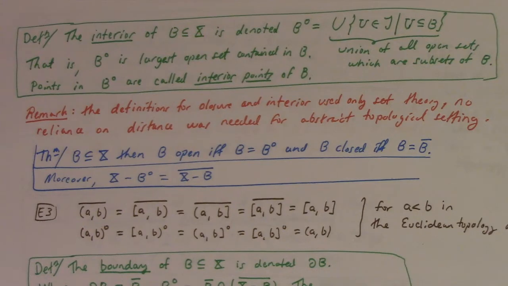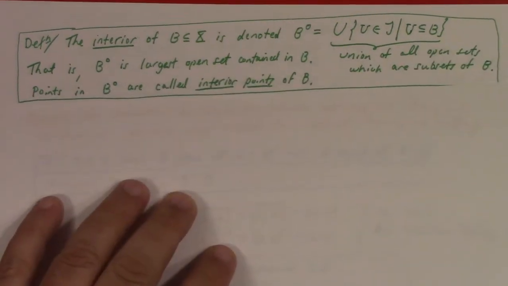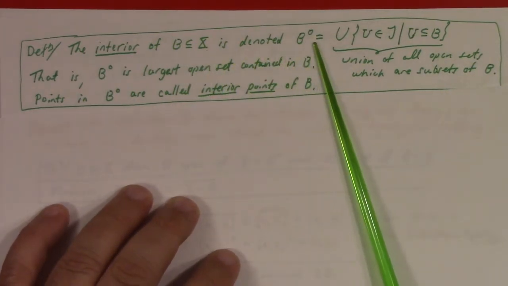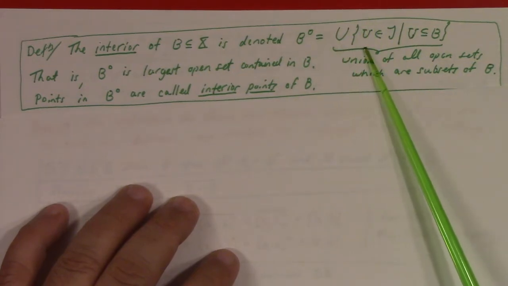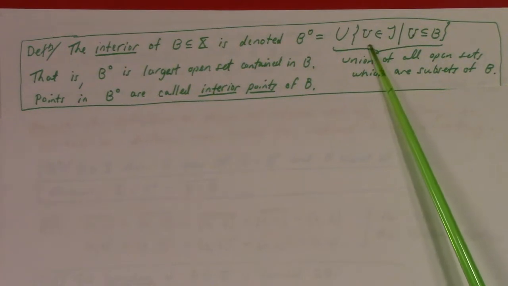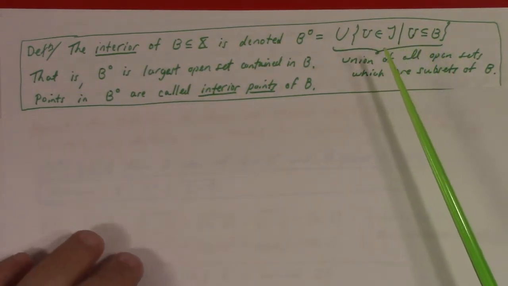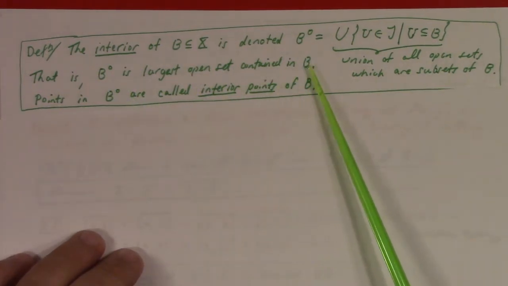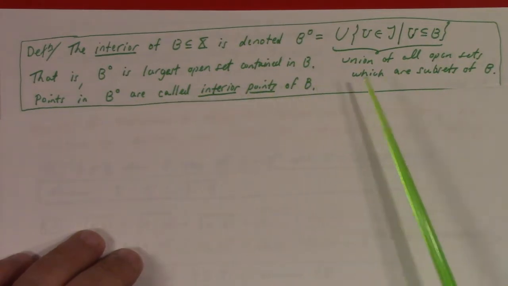So next up we have the interior. The interior of a subset B of X is denoted B upper 0. It is the union of all open sets which are contained in B, which means that the interior of B is the largest open set contained in B. And by the way, points in the interior are called interior points of B.